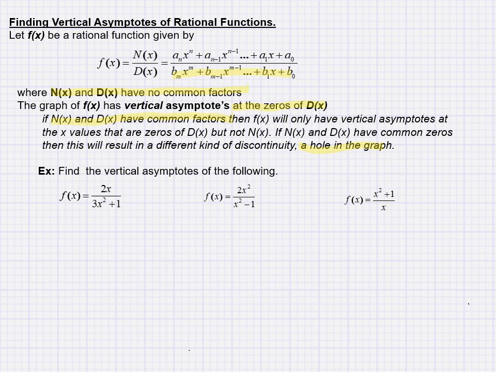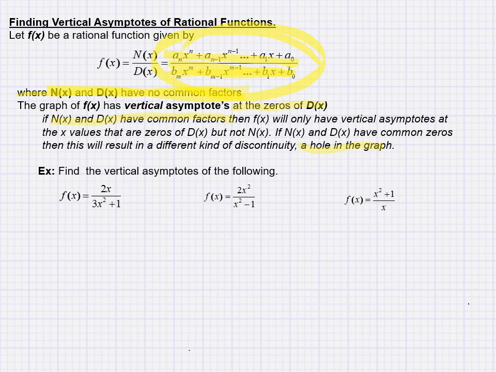Let's start with vertical asymptote. So we're looking at a rational function. In this rational function, the numerator is a polynomial function, the denominator is a polynomial function, and we're going to say that both of them have no common factors. What that means is that this fraction is simplified as much as possible, because that will make a difference.